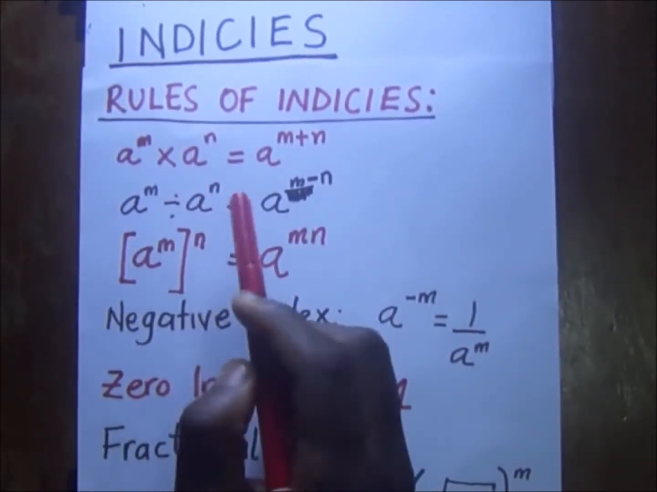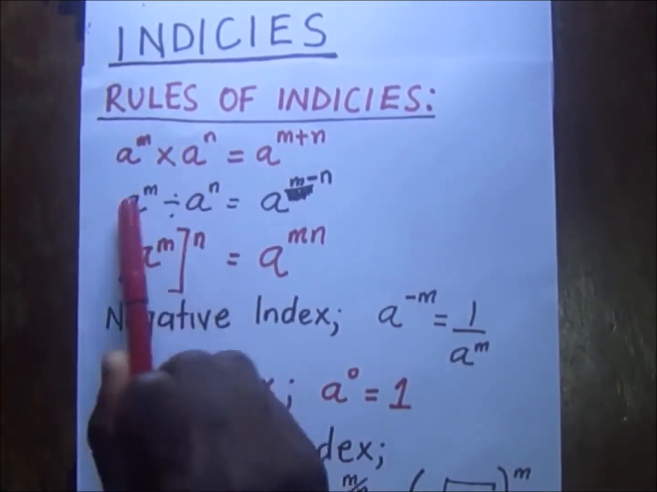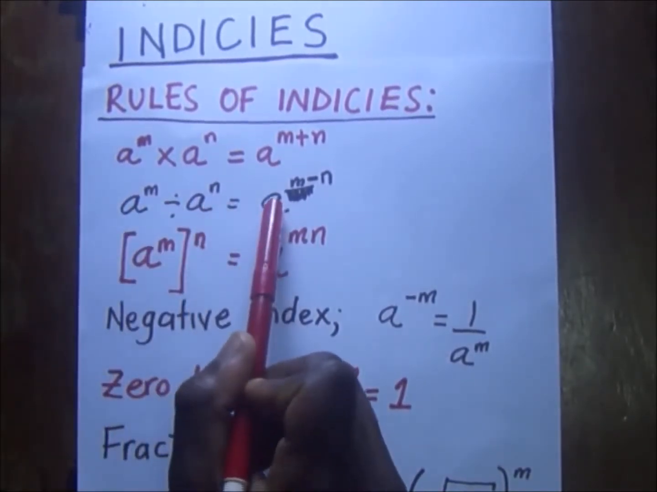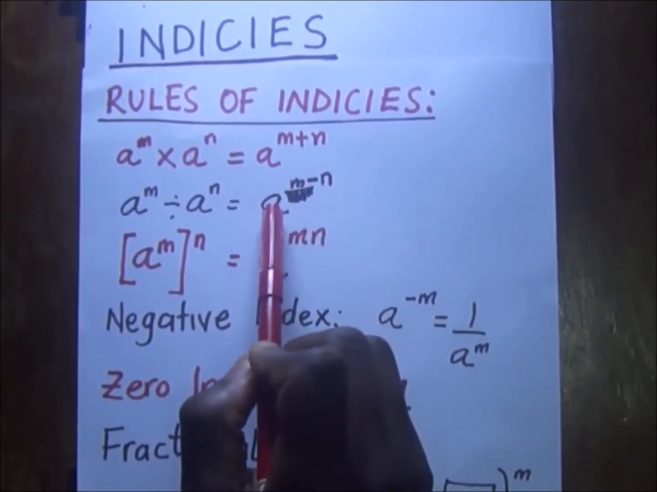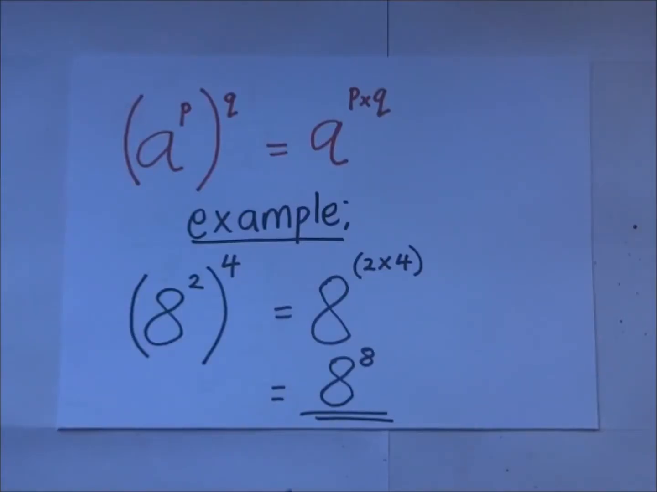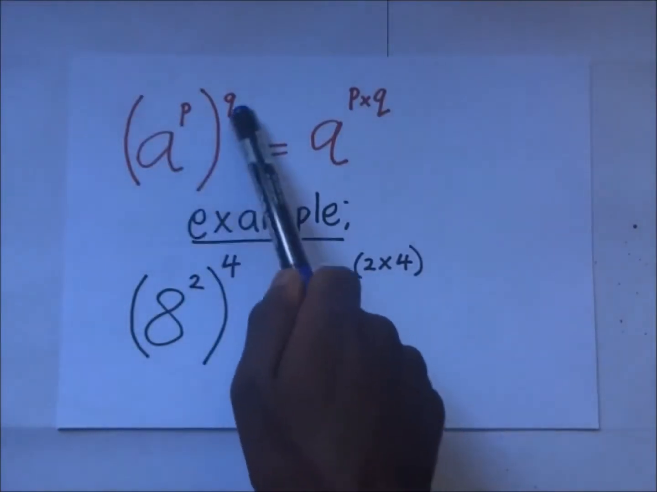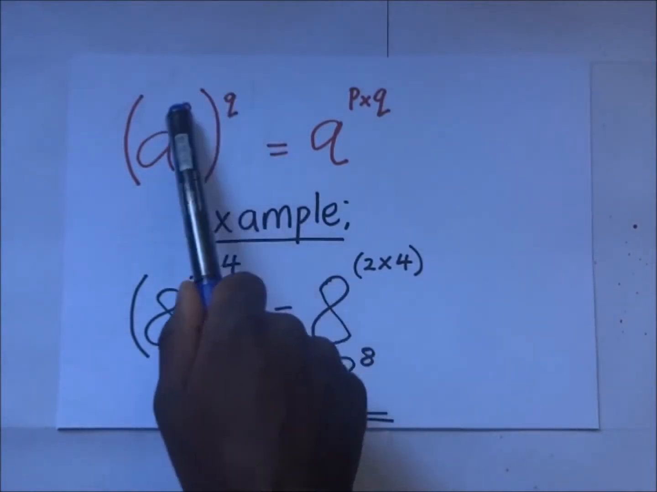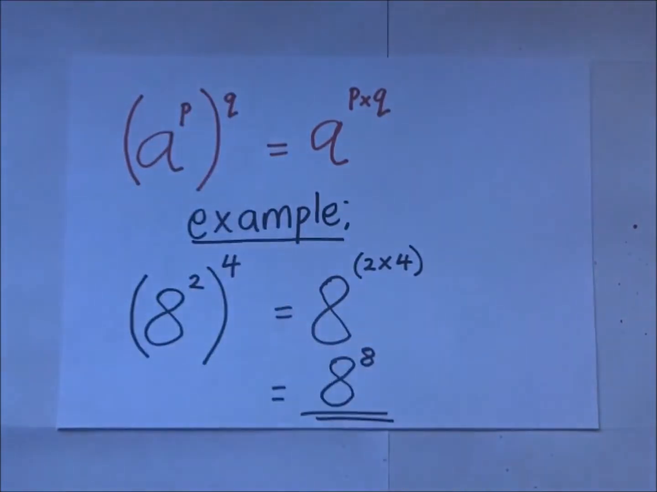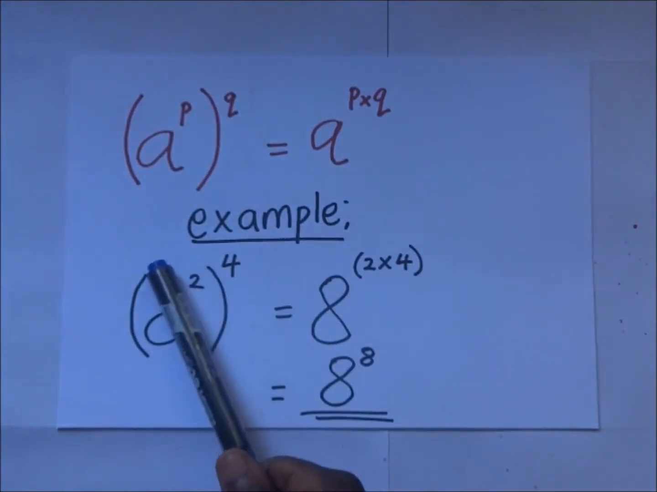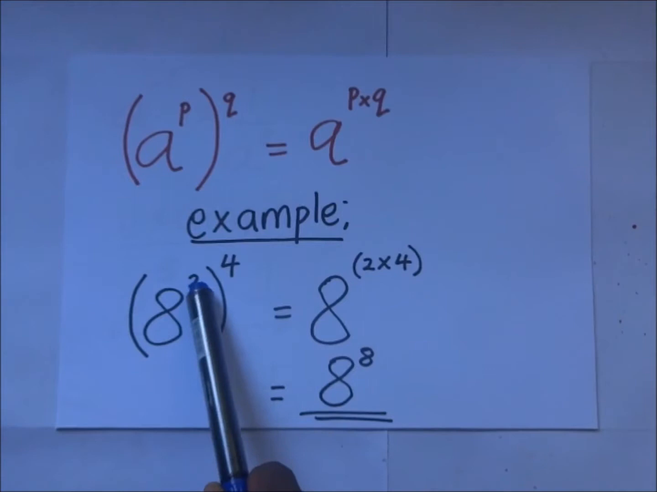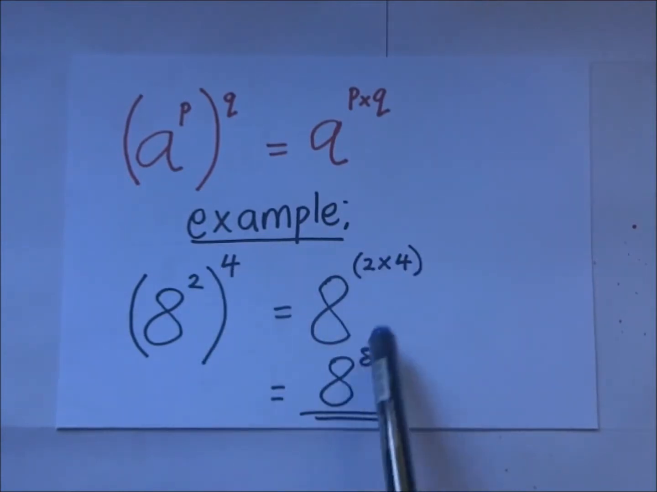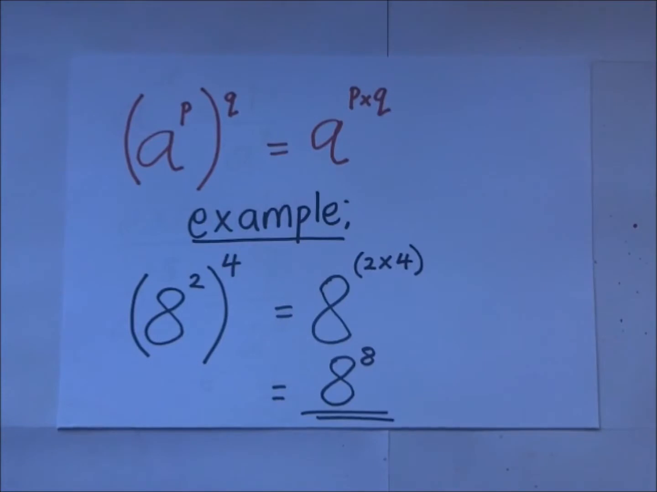If it is division of indices of the same base, we maintain that base, and we subtract the powers. In this case, it will be m minus n. Then we have a to the power p, all this in brackets, to the power q. This is the same as multiplying these powers, p times q. Just like in our example here, this is 8 squared, but this whole index is again to another power 4. It's the same as multiplying 2 by that 4, and 2 times 4 is 8, so it's 8 to the power 8. That's the answer to that.